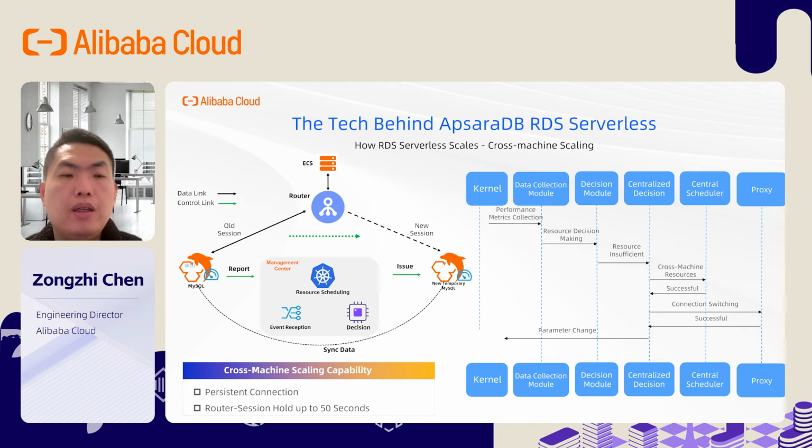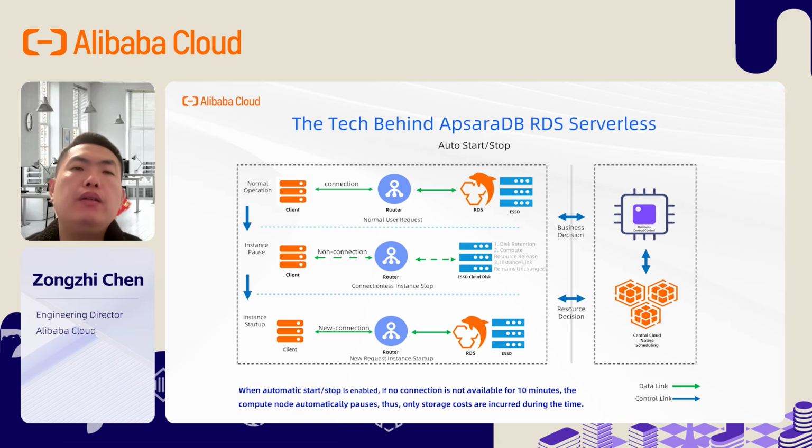In our process, we can persist the connection, and then the router section will hold up to 50 seconds. And then the RDS service also supports auto start and stop. When auto start and stop is enabled, if no connection is available for more than 10 minutes, the compute node will automatically pause. Thus, only storage costs are incurred during that time.